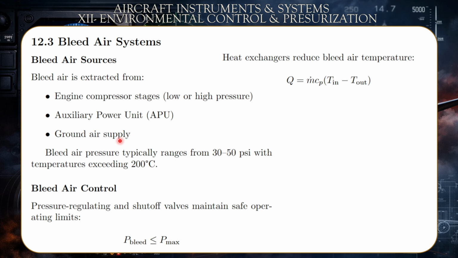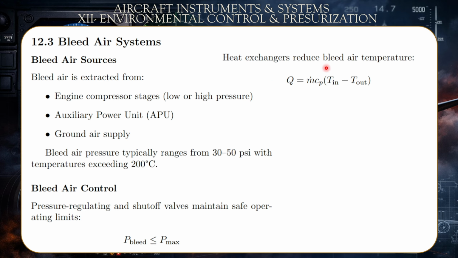Ground air supply. Okay, bleed air pressure typically ranges from 30 to 50 psi with temperatures exceeding 200 degrees Celsius. Bleed air control: pressure regulating and shut off valves maintain safe operating limits. Okay, the pressure of bleeding should be less than or equal to the maximum acceptable pressure.